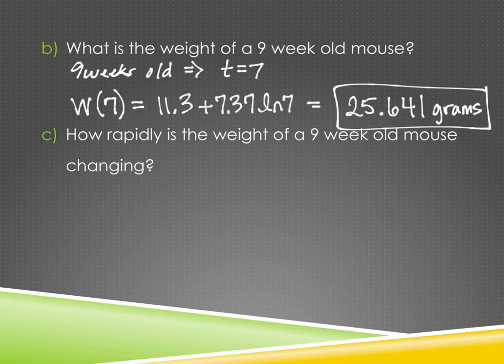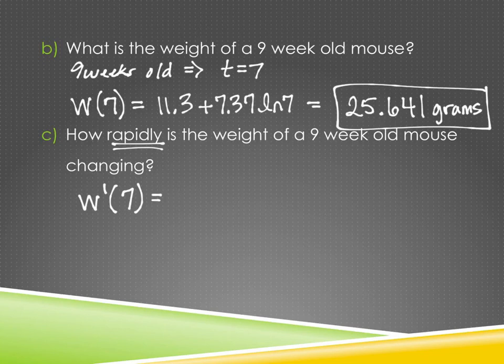Part C here says how rapidly, that's one of those key words, rapidly. It's talking about how something's changing. How rapidly is the weight of the mouse changing at 9 weeks? That's actually asking us to find W prime of 7.